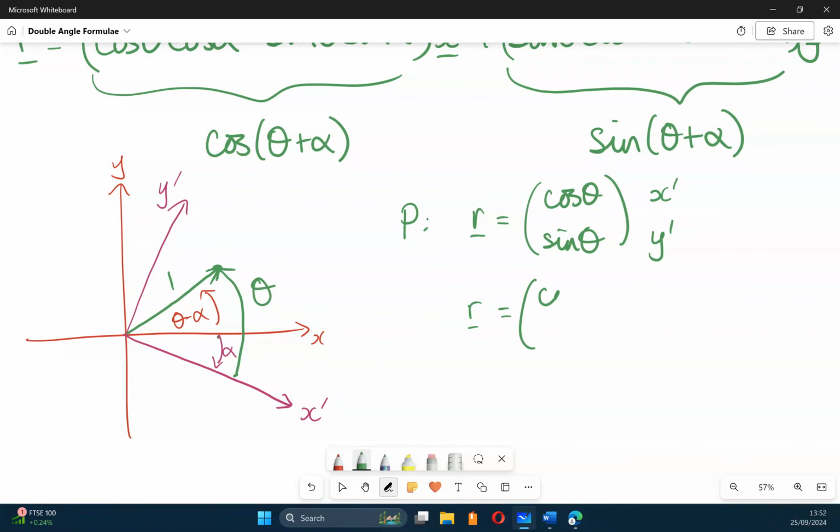So this is cosine of theta minus alpha and sine of theta minus alpha in terms of x and y. So I've essentially flipped the script on this. I've redefined that angle theta to be from x prime, and then now the angle between x and y is theta minus alpha.